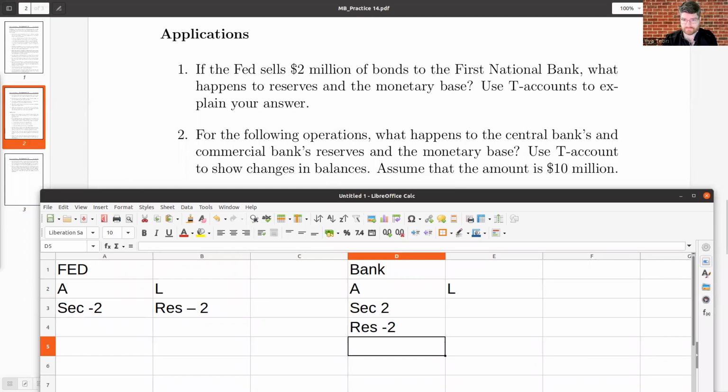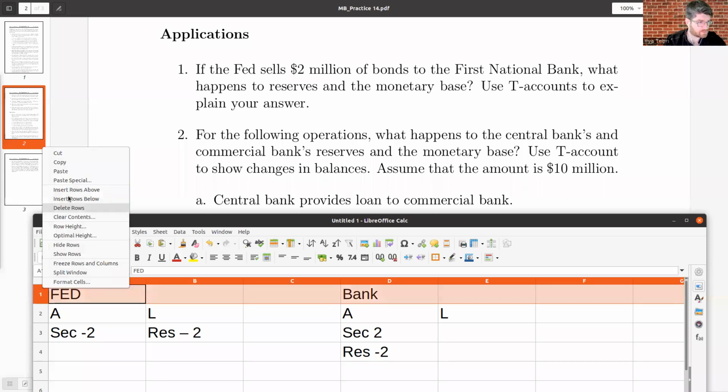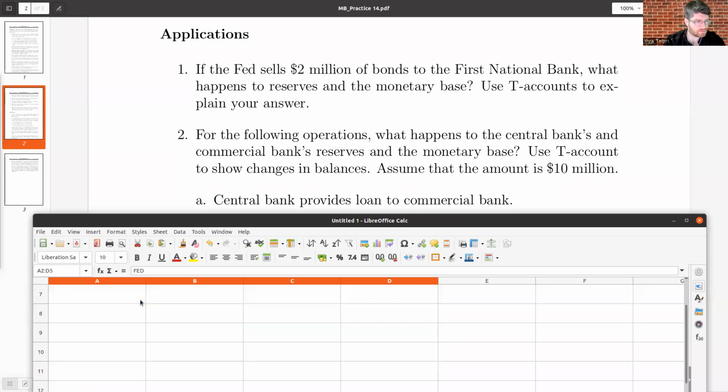The second problem. What happens to the central bank's and commercial banks' reserves and the monetary base? Show changes, assuming the amount is 10 million. So what will happen in this particular case? The central bank provides a loan to a commercial bank. Okay, let me insert rows above. This is task 1. Then task 2.